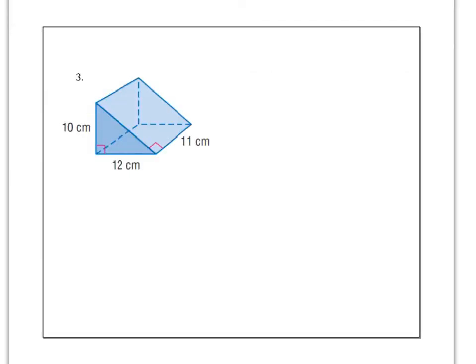Number 3, let's find the volume of this prism. First of all, formula. Area of the base times the height of the object. Where is the base? Think about that for a minute. What is the base of this object? It is not the bottom. Remember, the bases have to be parallel and congruent. So in this case, the two shapes that are parallel and congruent are the triangles. So I'm just going to make a note of that. The base is the triangle.